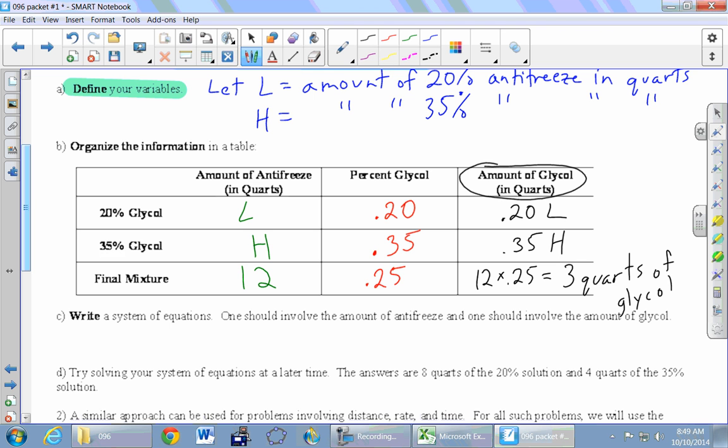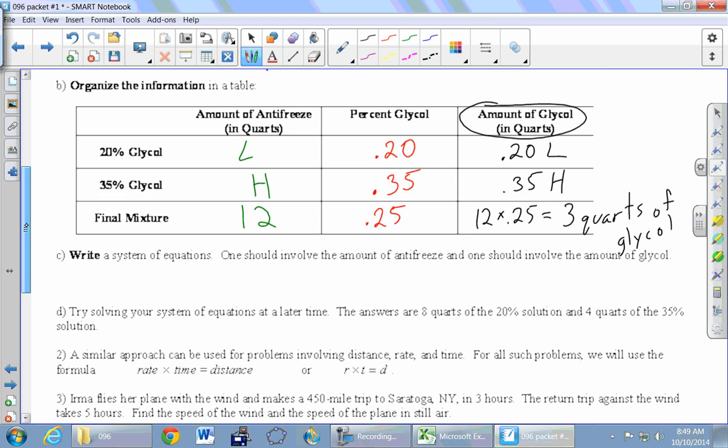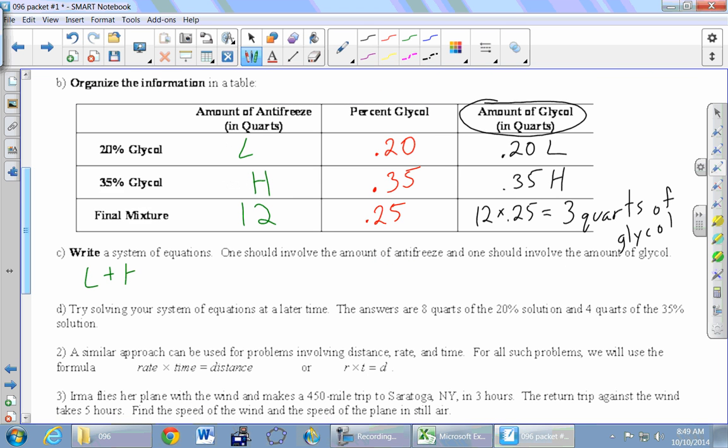Okay, so we've got our table completely filled in. Now it's time to write equations if we can. First equation comes from the green, that first column. What equation pops out from that first column? It's L plus H equals 12. See it?